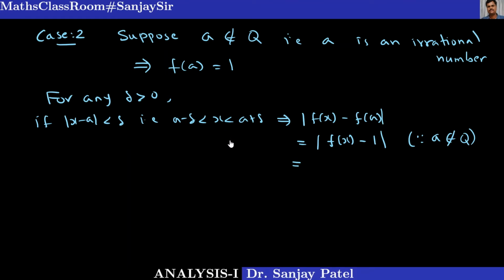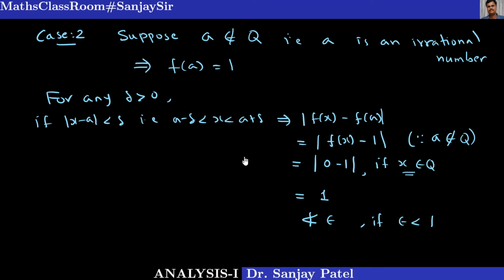Again the same technique. If I choose some rational number in place of x, then the value of f(x) is 0. If I choose x to be some fixed rational number, if x belongs to Q, some particular number between a minus delta and a plus delta, in this case this value is going to be 1. So again I am getting |f(x) minus f(a)| equal to 1, and obviously it is not less than epsilon if my epsilon given is some number less than 1.